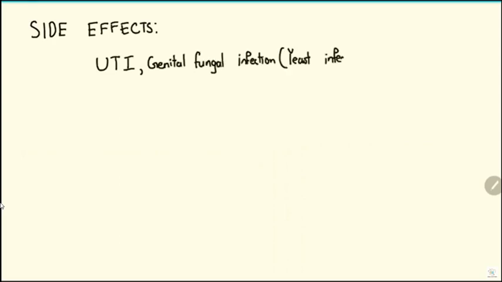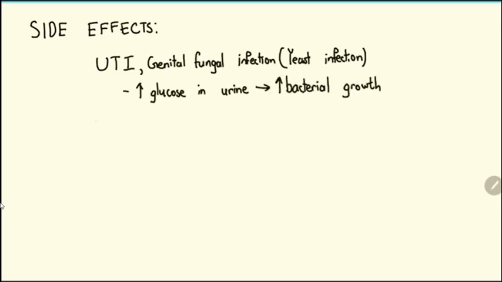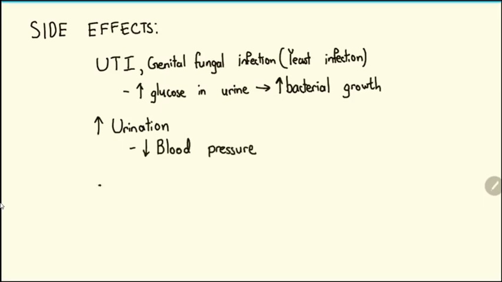Looking at the side effects of SGLT2 inhibitors, urinary tract infections and genital fungal infections, such as yeast infections, are more common in patients taking this medication. This is due to the increase in glucose in the urine, which promotes bacterial growth in the urinary tract. Some patients may also experience increased frequency of urination, and this may lead to lower blood pressure due to the loss of fluids. Some patients may also notice a slight increase in their cholesterol values, as well as some nausea.